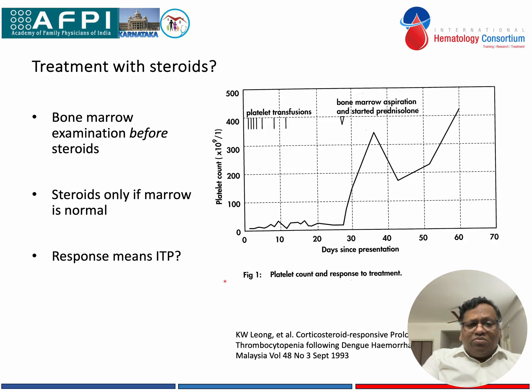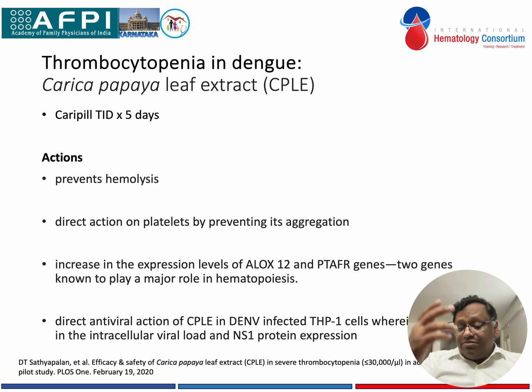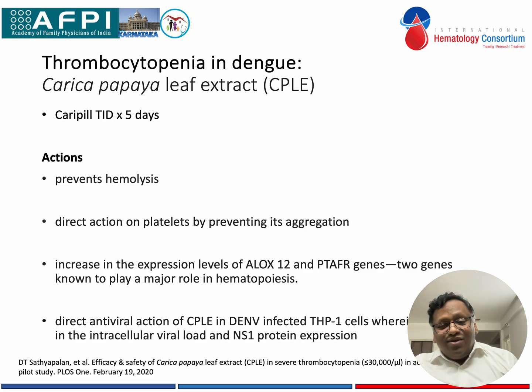If the marrow is normal, you can say, okay, maybe this is ITP and not really dengue. Maybe we have to revise our diagnosis, and we are now going to treat this patient as ITP. Or sometimes you may find that what you thought was dengue actually has underlying leukemia.